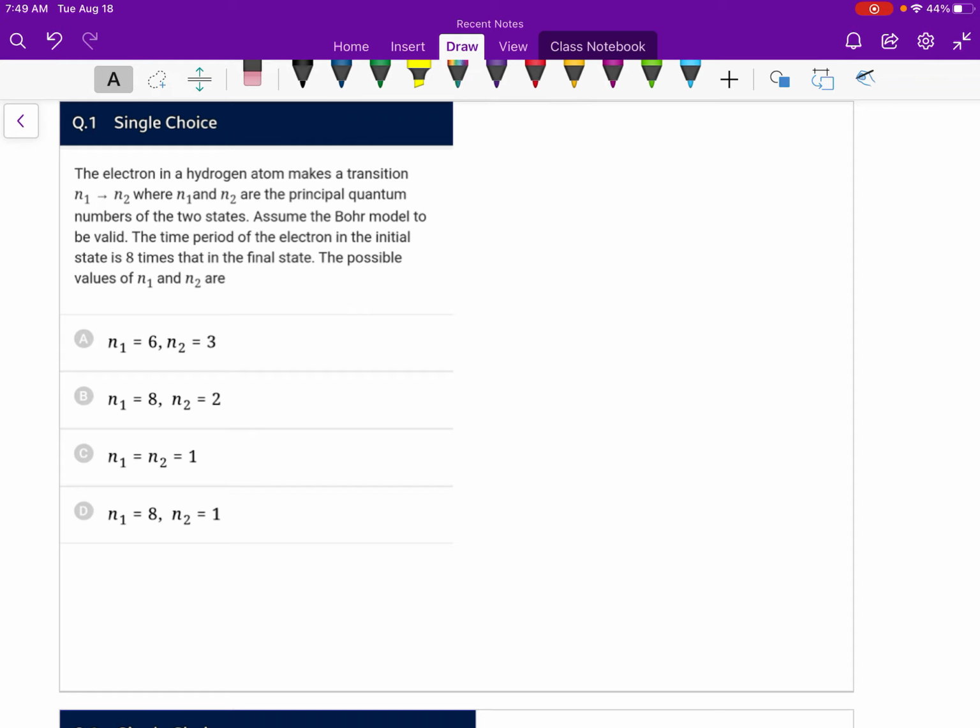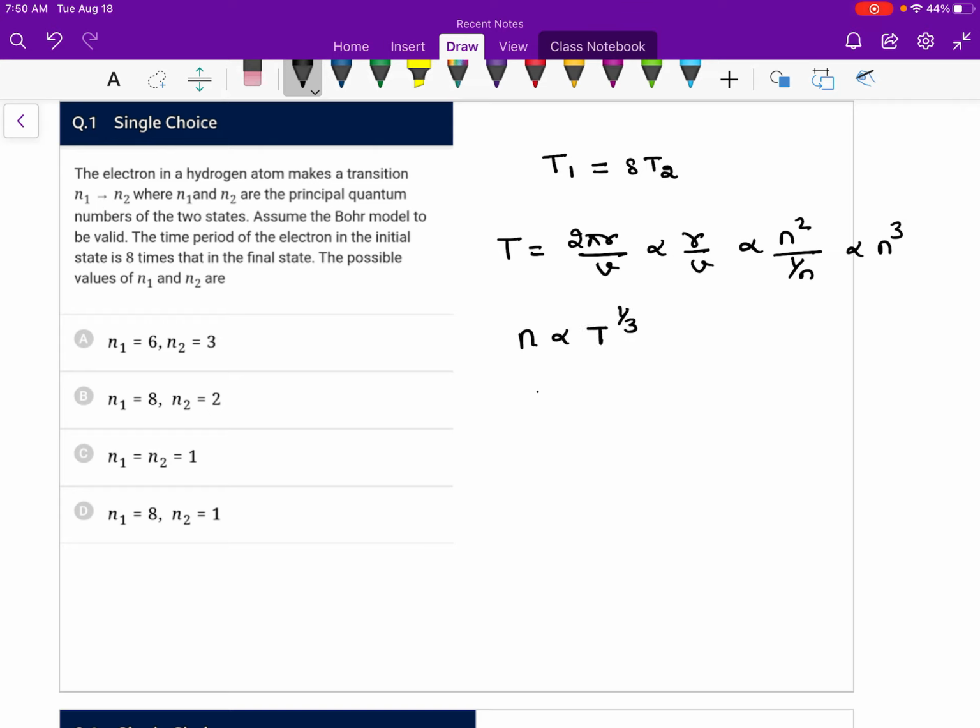A hydrogen atom makes a transition from n1 to n2. The time period of the electron in the initial state is n times that in the final state. It's given that T1 is 8 times T2. Now, time period is 2πr by v, so proportional to r by v. r we know is proportional to n square and v is proportional to 1 upon n, so the time period is proportional to n cube. So n is proportional to T to the power 1 by 3. So n1 upon n2 is (T1 upon T2)^(1/3), that is 8 raised to power 1 by 3, which is 2. So we should choose the option where n1 is 2 n2. So A is the correct option.